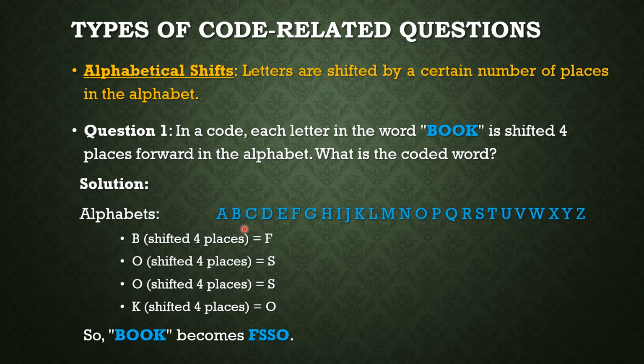So in this question, B will get shifted to F, O will get shifted to S, again O will get shifted to S, and K will get shifted to O as the fourth position. So the new code for book should be FSSO.